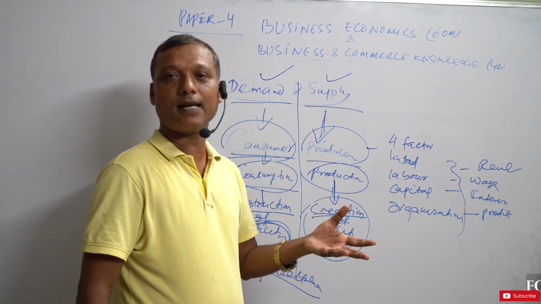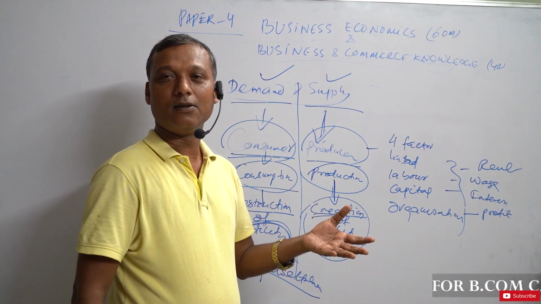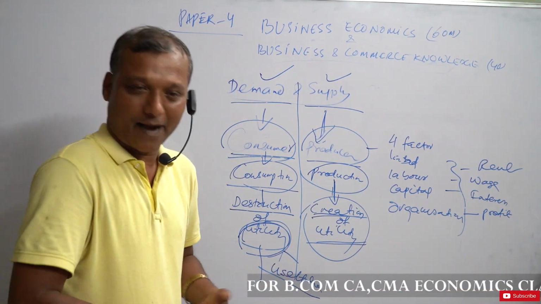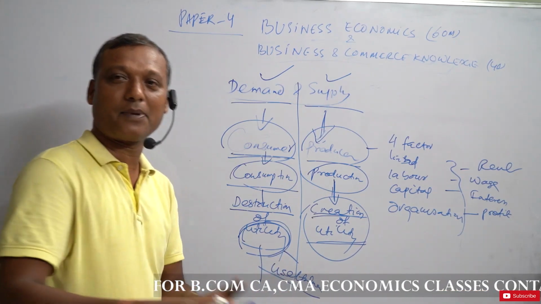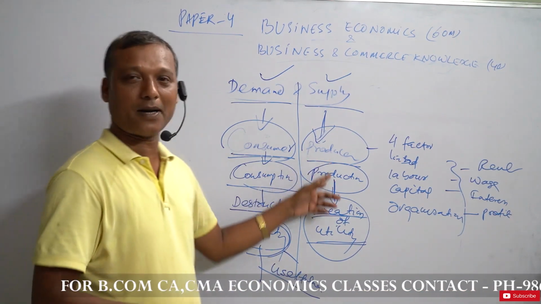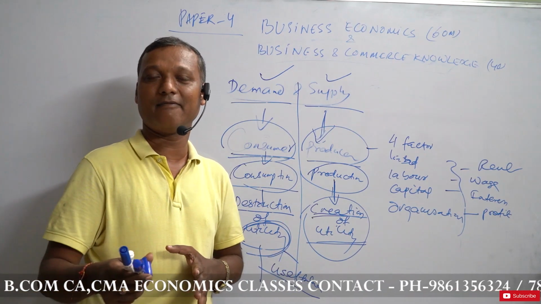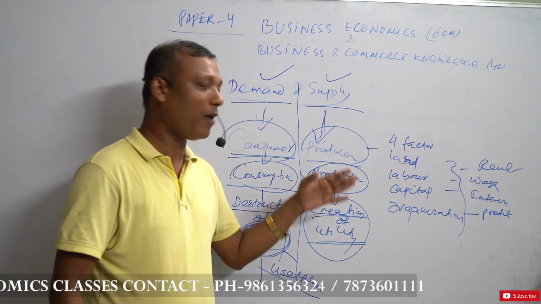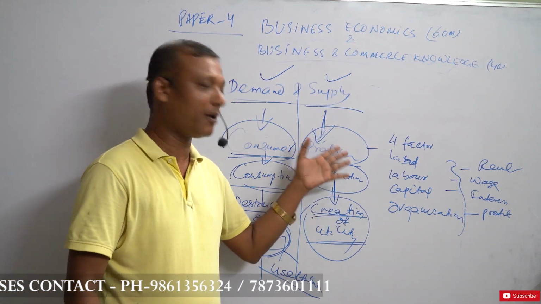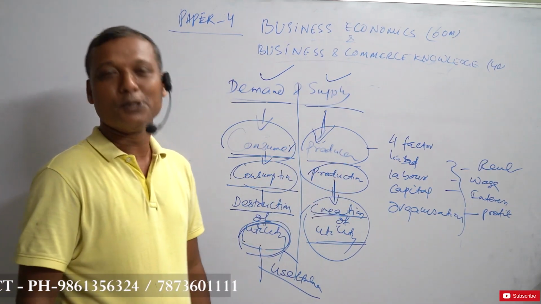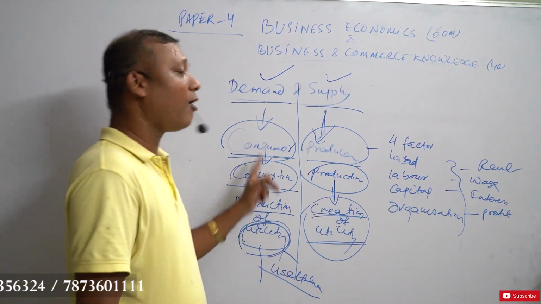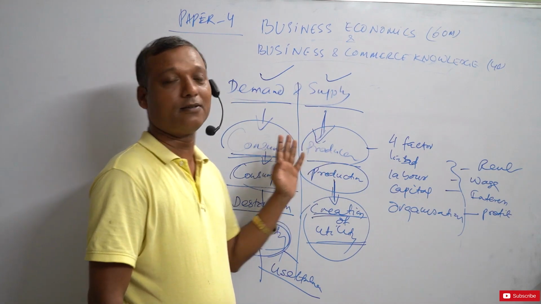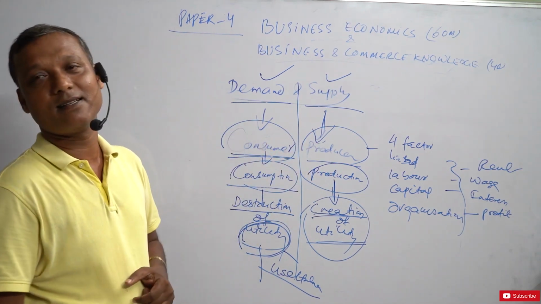We need food, clothing, shelter as a normal individual. So the activity of consumption starts when we are born. But the activity of production doesn't start when you are born. If you are a producer, only then you are entitled to do the activity of production. So remember, all consumers are not producers, but all producers are consumers. This is the basic point.